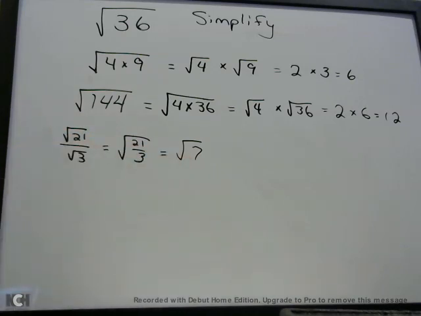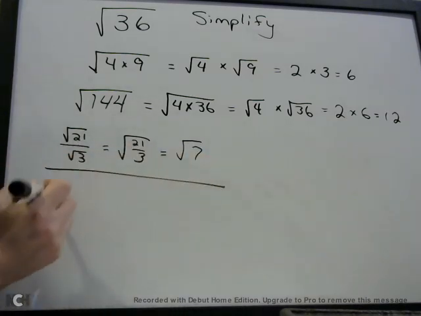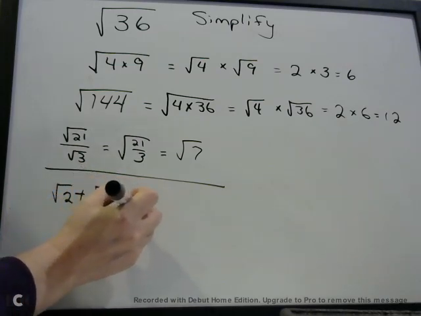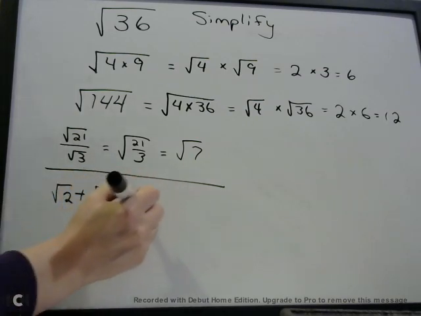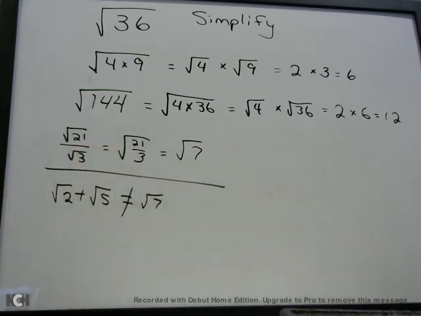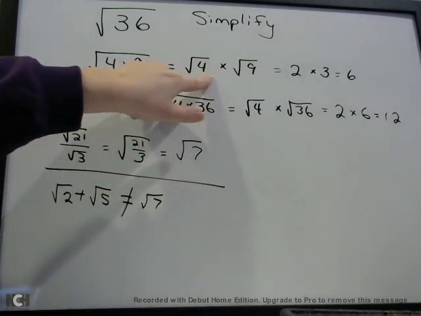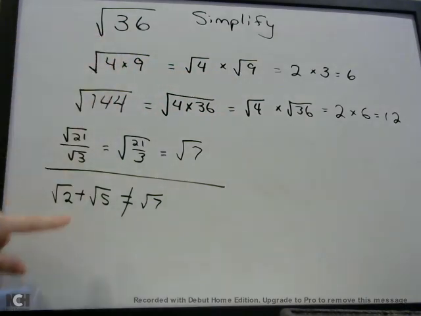This is not true if you are doing addition. So if, let's say, we had the square root of 2 plus the square root of 5, we can't just add these. That is not equal to the square root of 7. You cannot add items that have different numbers under the radical sign. You can't add or subtract them. So here, like we had the square root of 4 times the square root of 9, we could put those together and say the square root of 36. You cannot do that when you add. So please don't make that mistake.